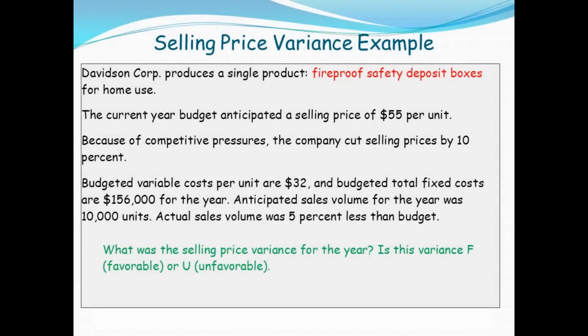So we know the total variance now. Let's figure out the two components of the variance. What volume are we going to use for flex volume? 9,500, actual volume. Good. What price are we going to use for flex price? Standard, 55. So what's our total here? 9,500 times 55 is 522,500.